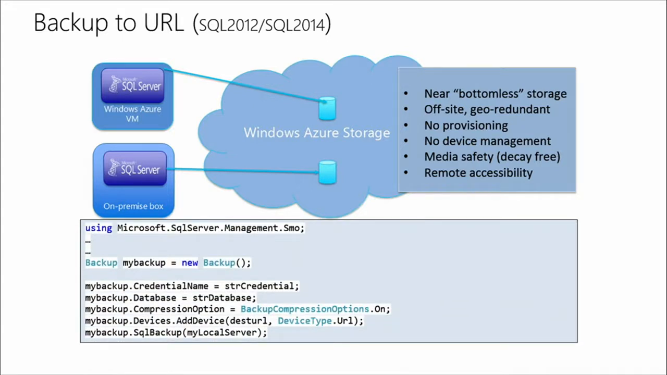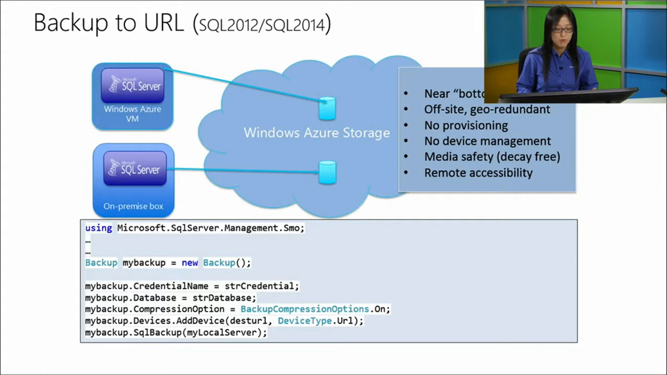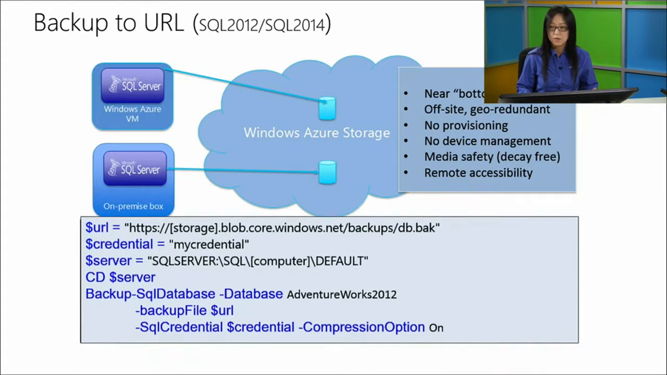A lot of people were asking why this is useful. Mainly we see the benefit as we can leverage Windows Azure storage as your bottomless storage, so you'll be able to do your backup to cloud without having to be concerned about how much storage you have and how to manage your devices. And also you get geo redundancy by default, because this is already supported and provided by Windows Azure storage.